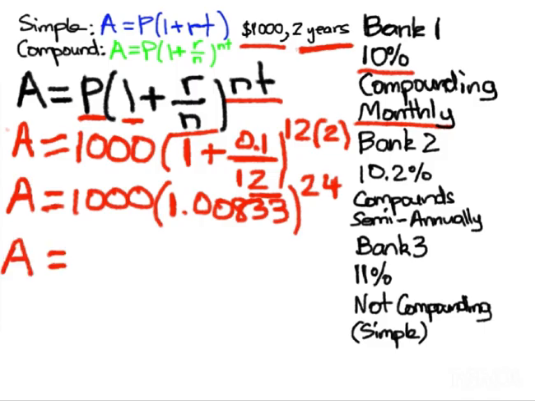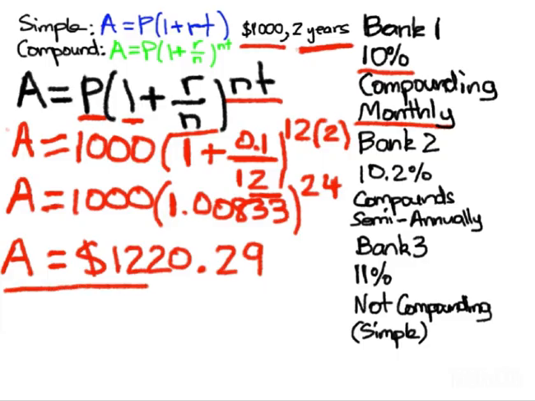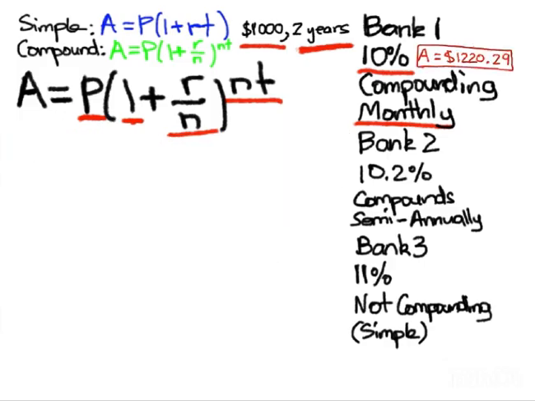Your A value would now be $1,220.29. This is what you'll be getting investing in Bank 1 after 2 years. Bank 2 is offering you a 10.2% interest rate, but it compounds semi-annually, so every half year, twice a year.